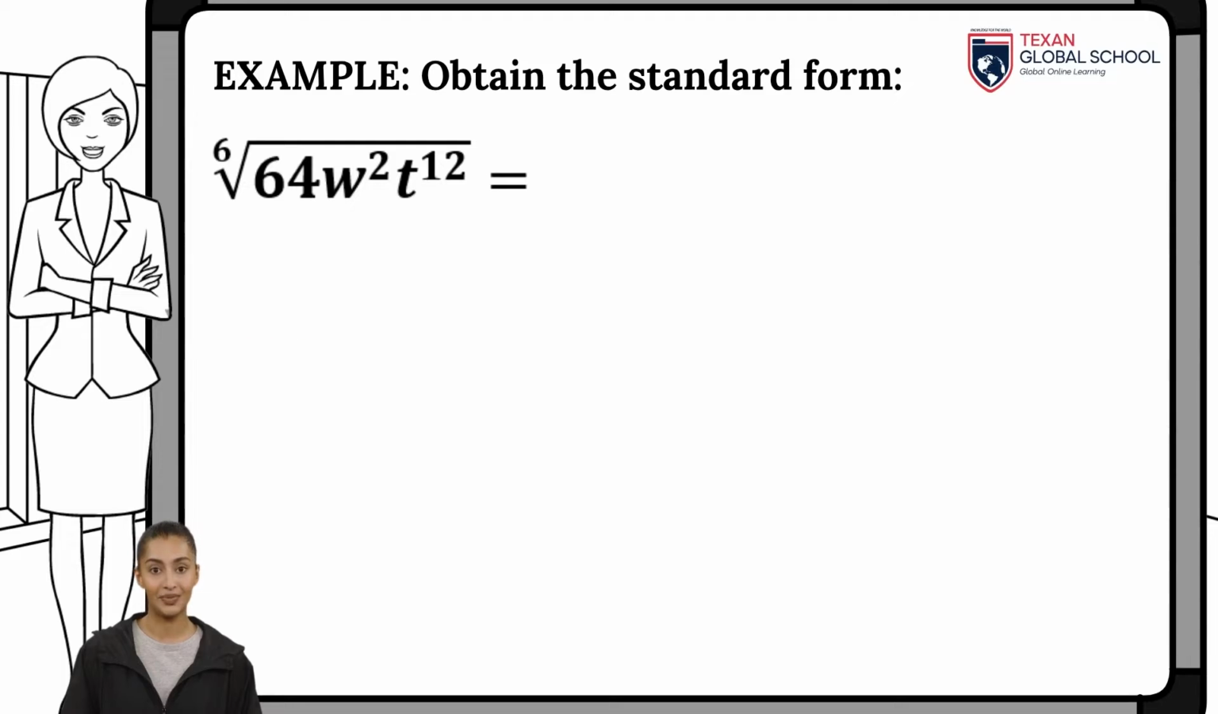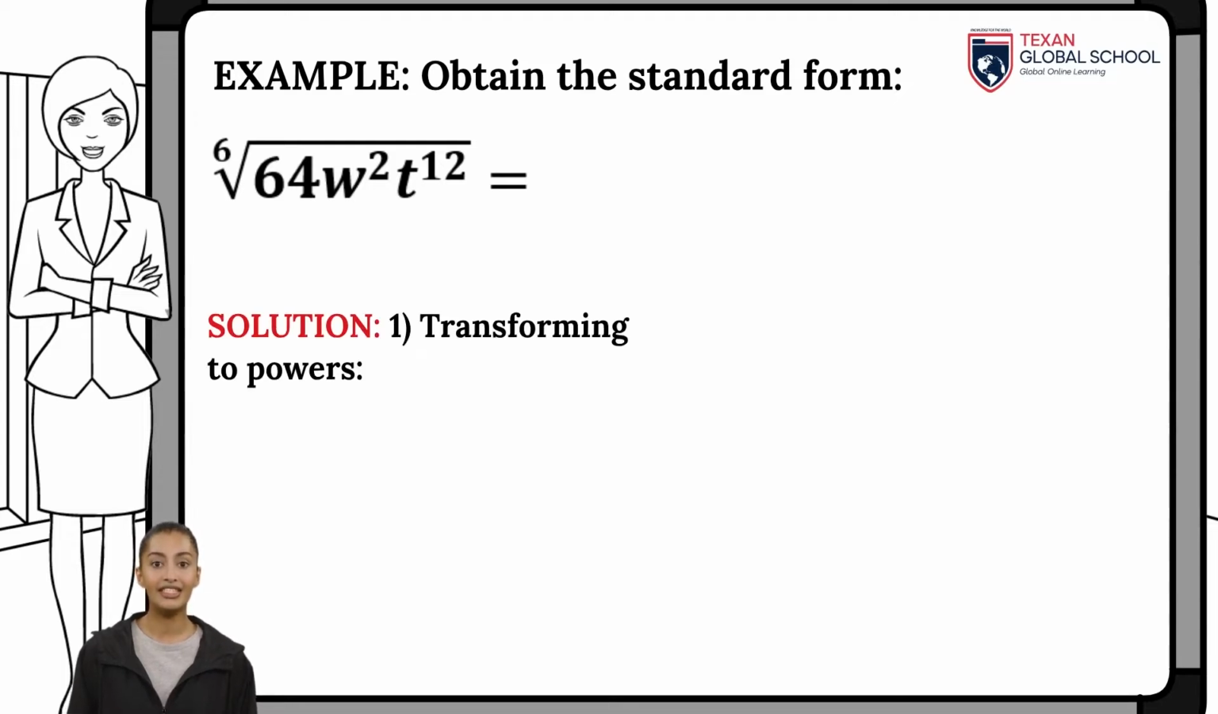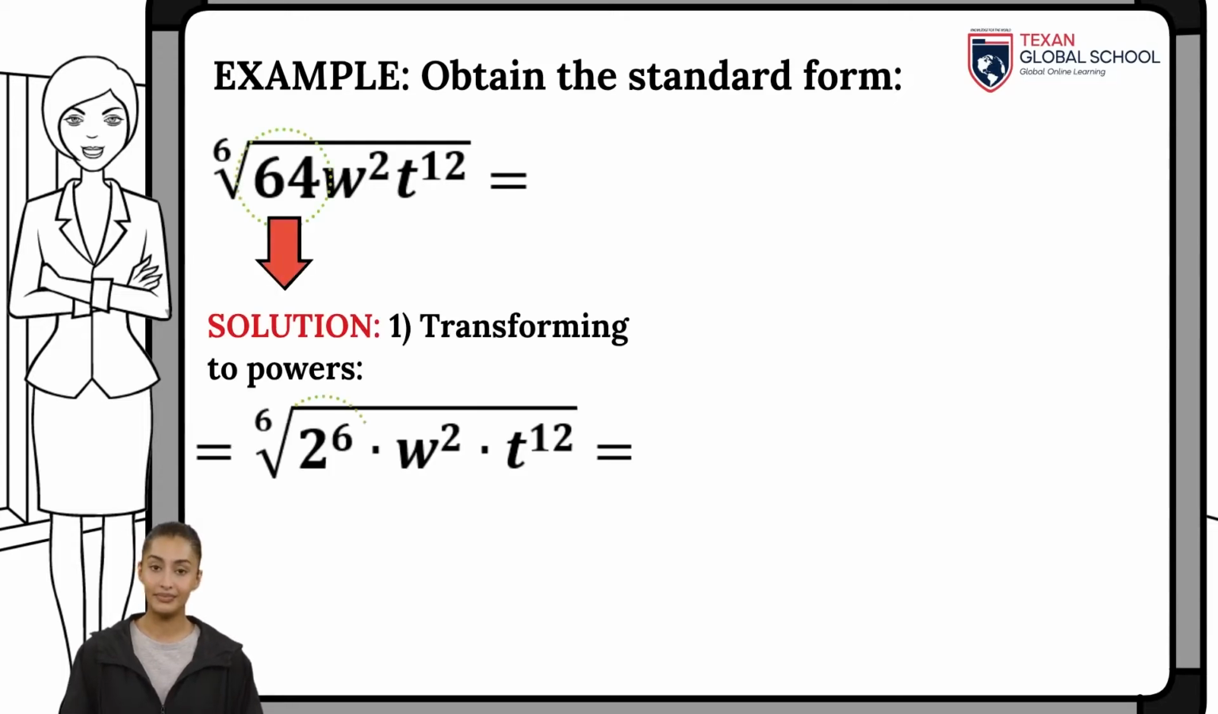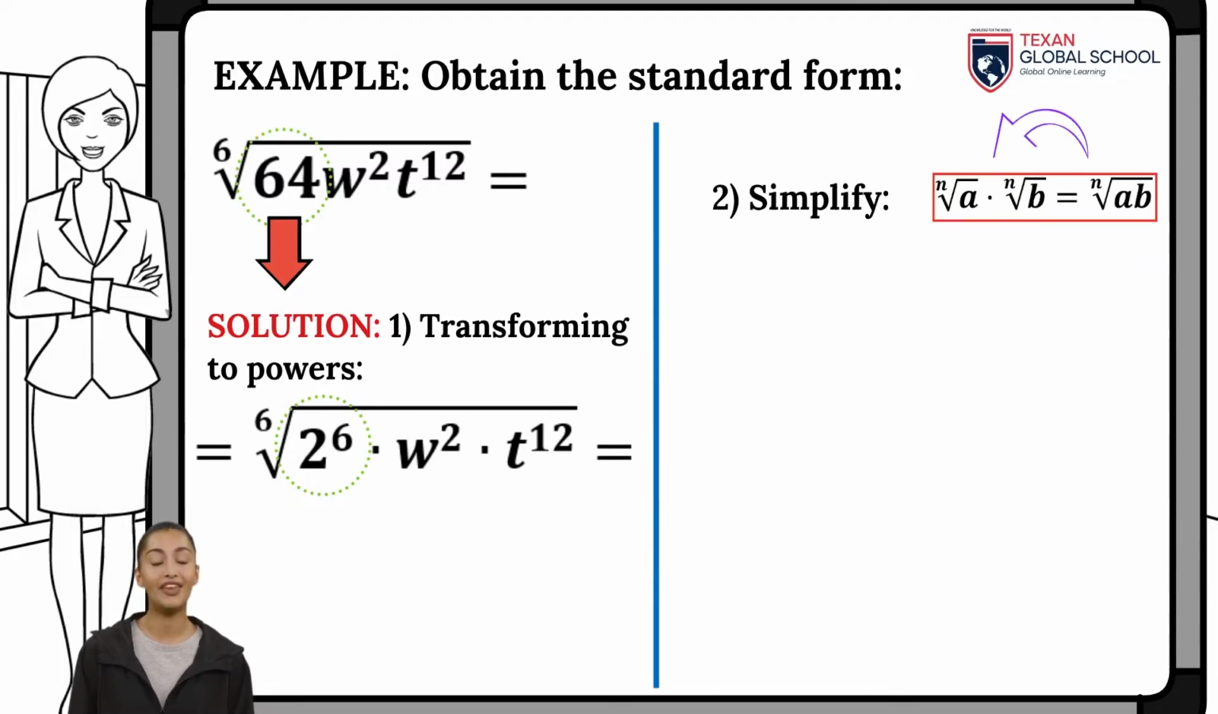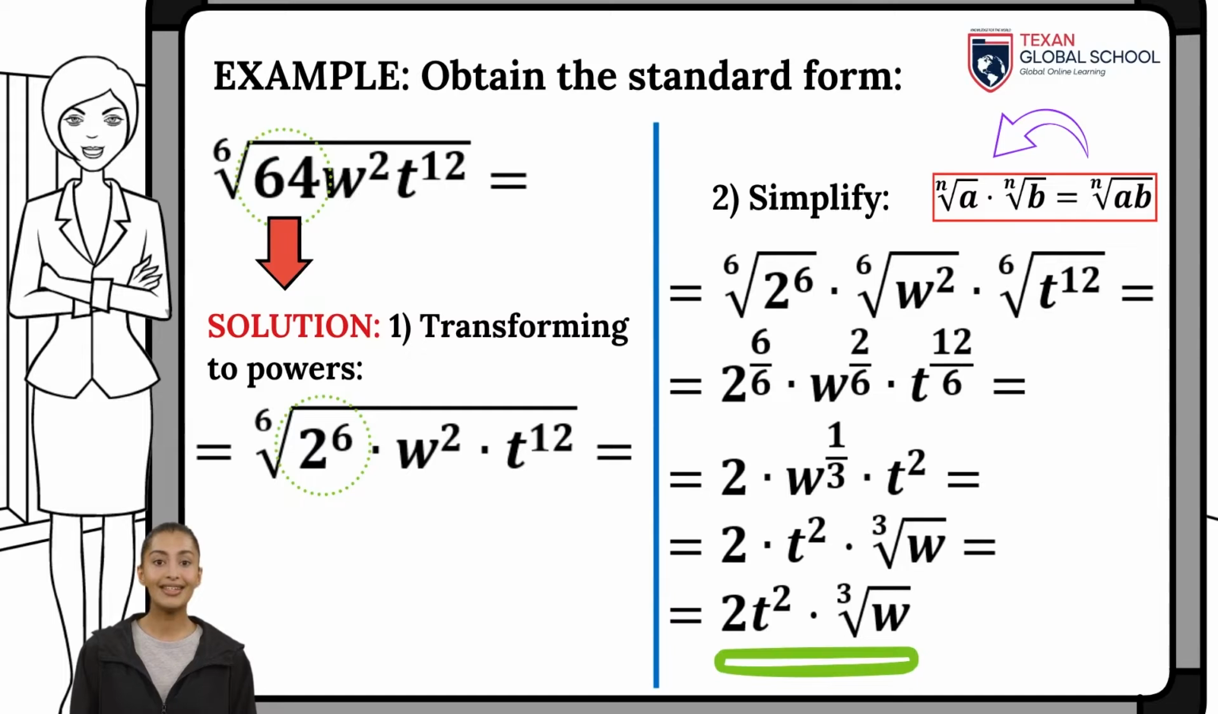In this other example, we will first transform 64 as 2 to the 6th power. We apply radical laws with the same index to each factor and simplify exponents, obtaining thus 2t squared by the cube root of w. As can be seen, the expression meets the characteristics of the standard form of radicals.